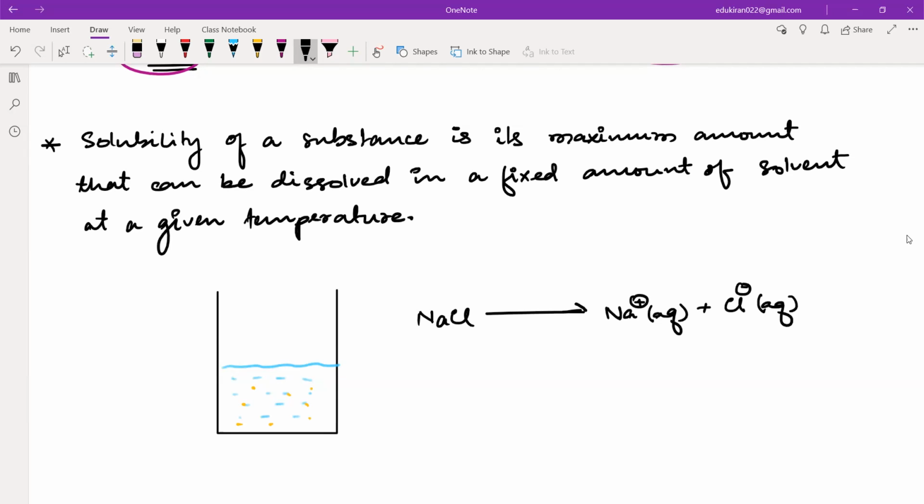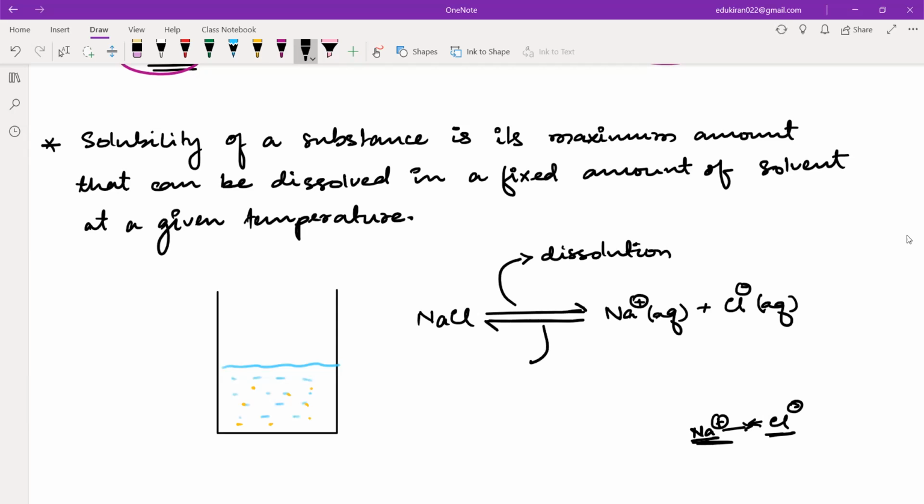But one more thing can happen. If Na plus and Cl negative come together and bump into each other like this, what is going to happen? Na plus and Cl negative will attract each other and they can form NaCl. So the first process, where NaCl is getting in contact with H2O, is known as dissolution.